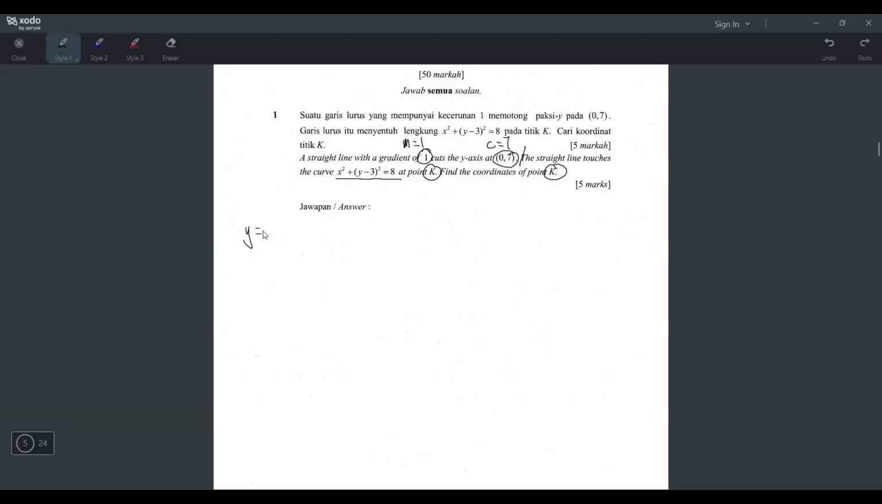It will be y equals mx plus c. The m and c they already give you, so it's very easy. It will be y equals mx, which is 1x, but 1 tak payah tulis, and then plus c is plus 7. So this is your first equation. And then the second equation will be the equation of curve: x squared plus (y minus 3) squared equals 8. Since we are finding the intersection point, we are just doing the simultaneous equation.